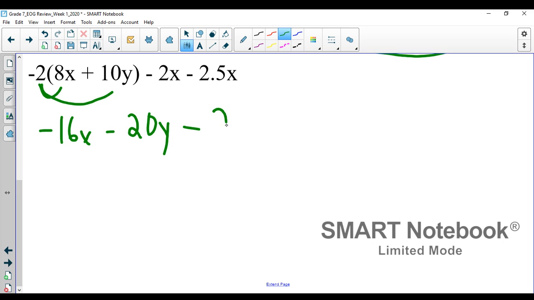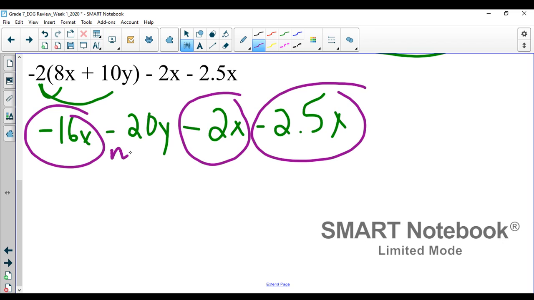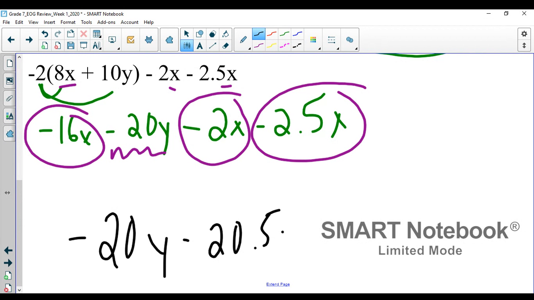Then everything else gets brought down because it's not inside the parentheses. Then I code it. I have some x's, actually, I have three groups of x's, and I just have my one group of y's because there's an x, an x, and an x. So my y's are pretty simple. It's just negative 20y. My x's, negative 16 minus 2x is negative 18x. Negative 18 minus 2.5 is negative 20.5x.